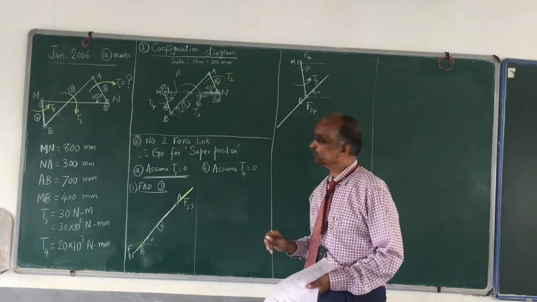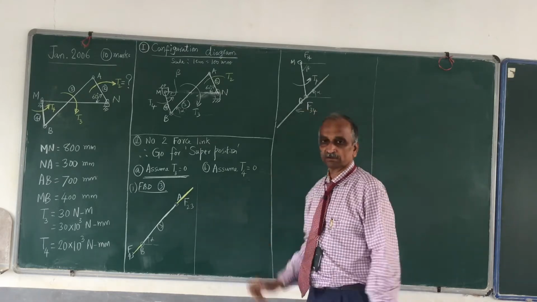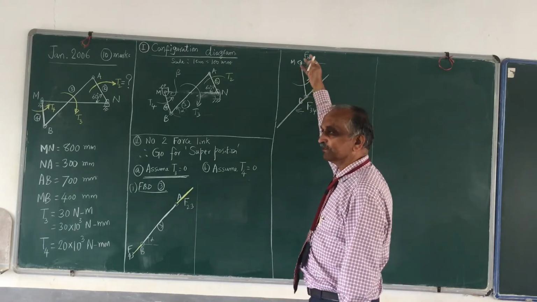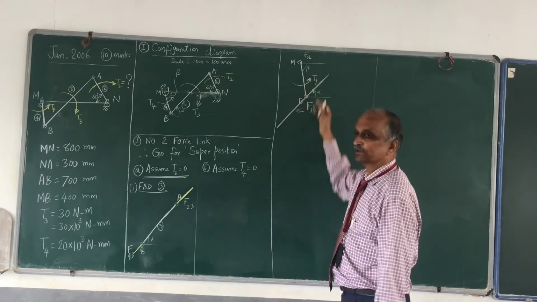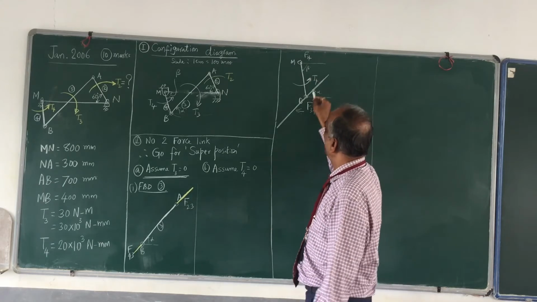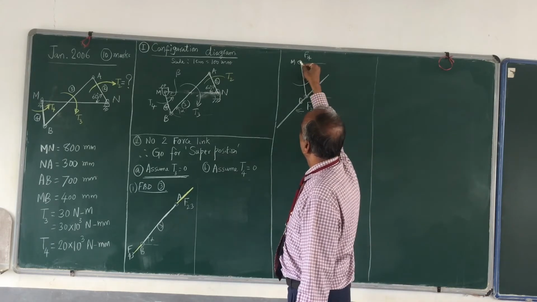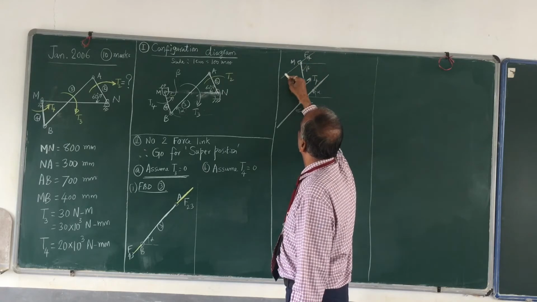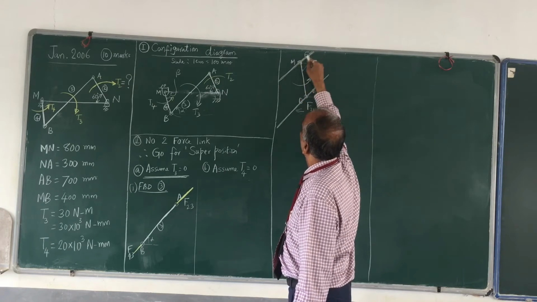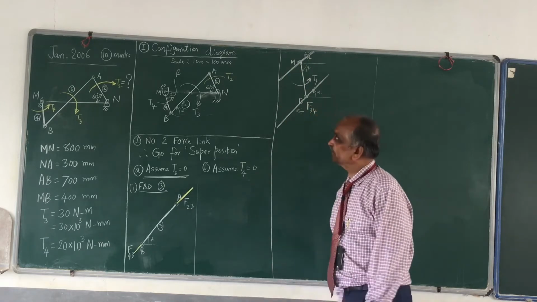This is the line of action of F34. And what will be the line of action of F14? It is a two-force system and a torque. Therefore, the two forces are exactly equal, opposite and parallel. Therefore, at M, draw a line parallel to this. This is the line of action of F14.